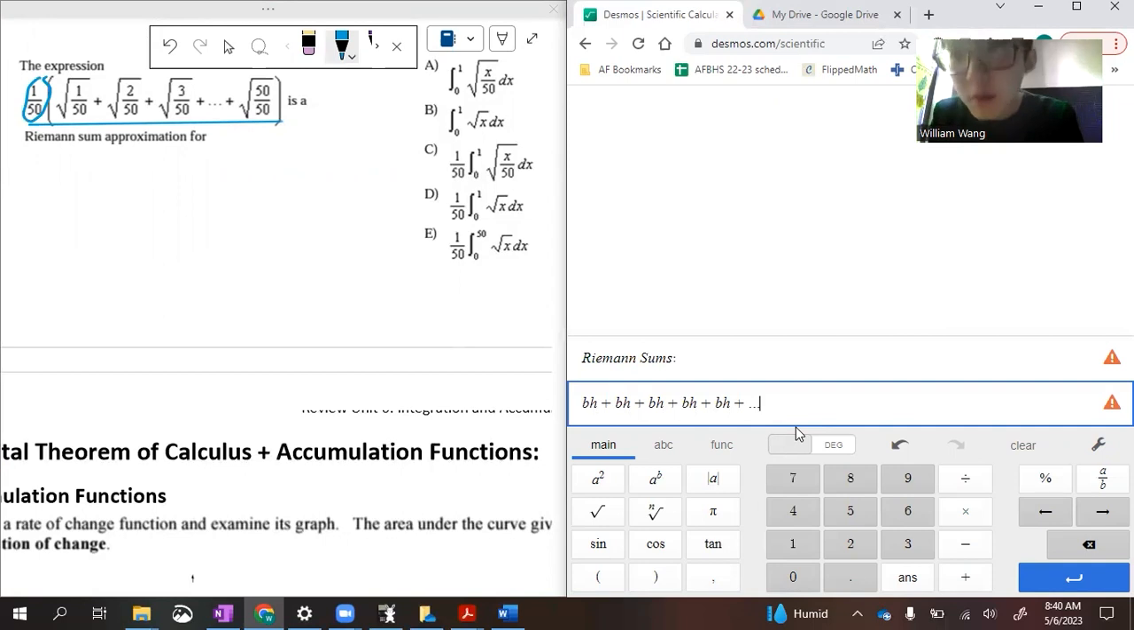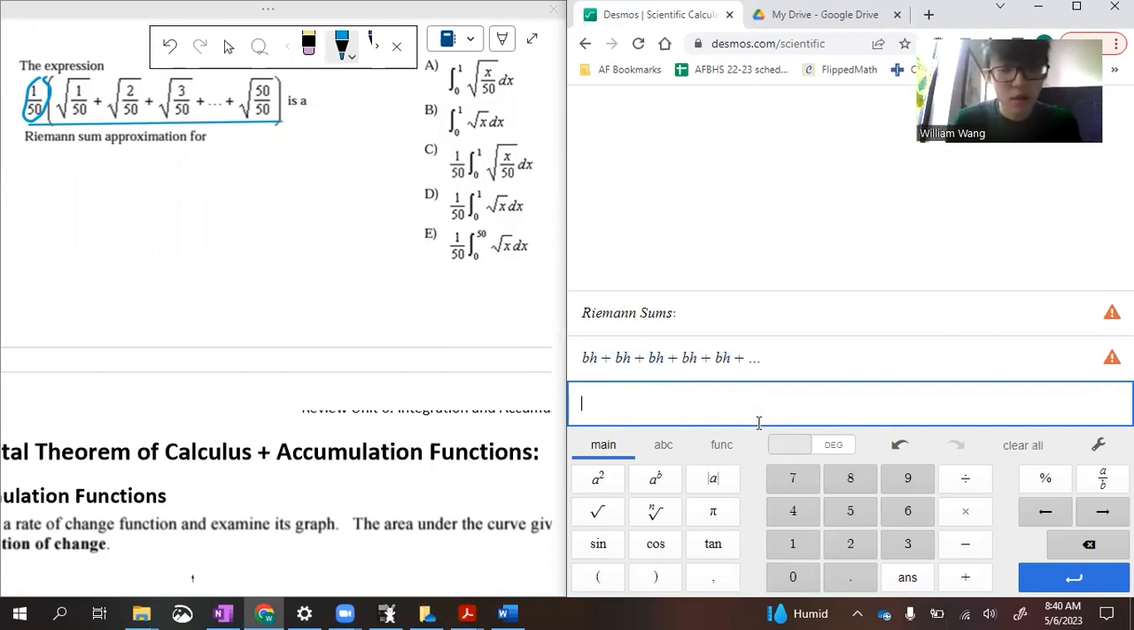Because I don't know how many rectangles we're going to add. Here, though, they factored out 1 over 50, and they said this is my Riemann sum expression. Well, what can I usually factor out of this? What is the same between the base and height? What can I factor out?